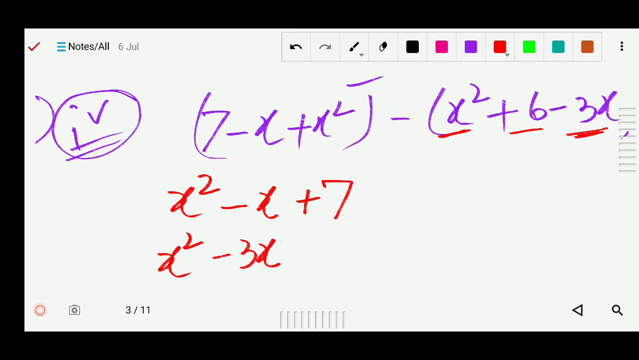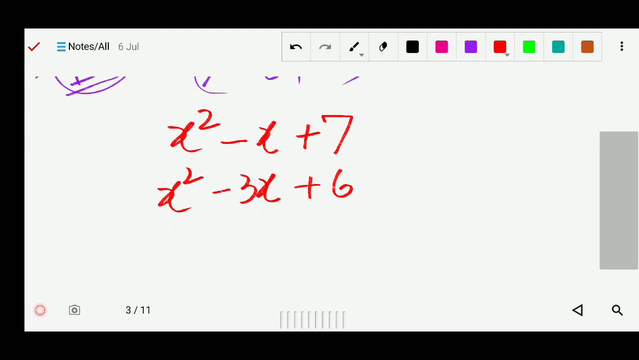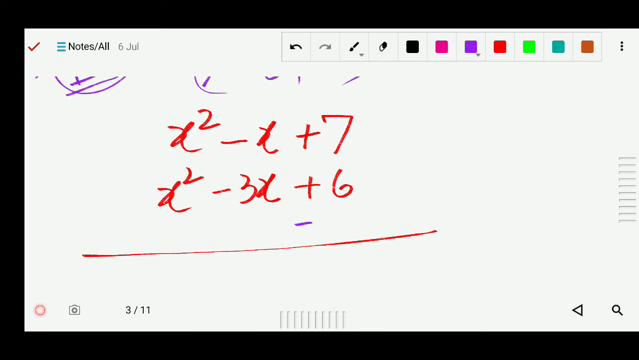Now constant term plus 6. Now it is arranged. Now we will subtract these two. This plus sign became minus, because this is the subtrahend part. Now this minus became plus, and here there is no sign, which means there is a plus sign, so it will be minus sign.